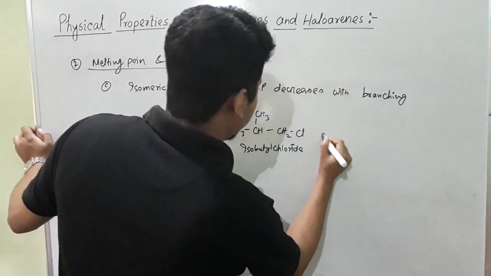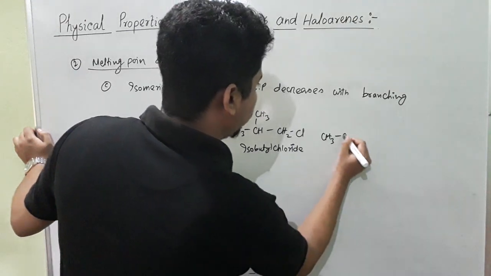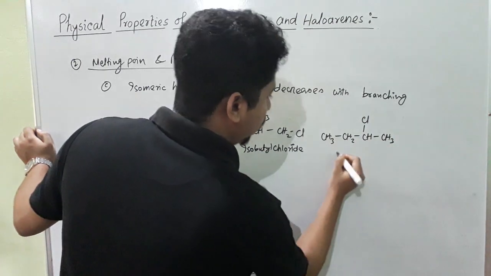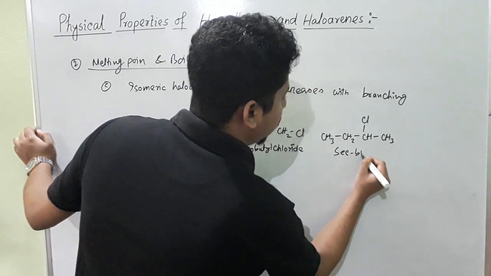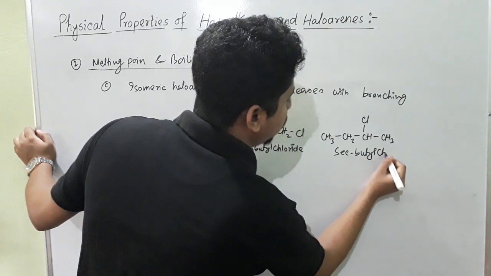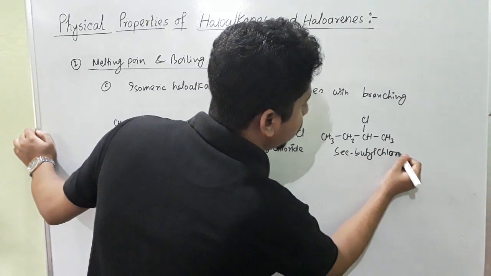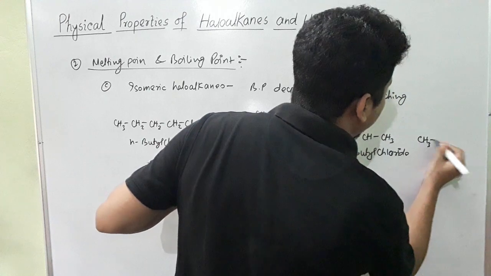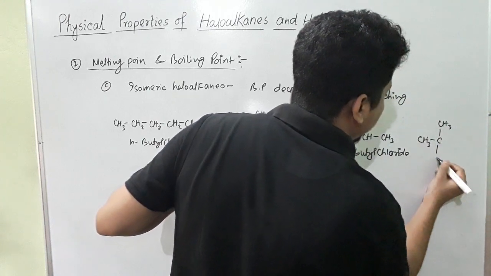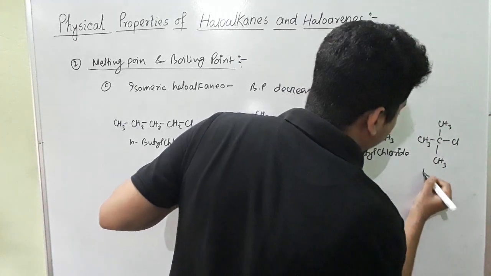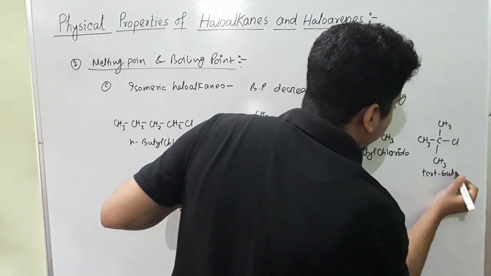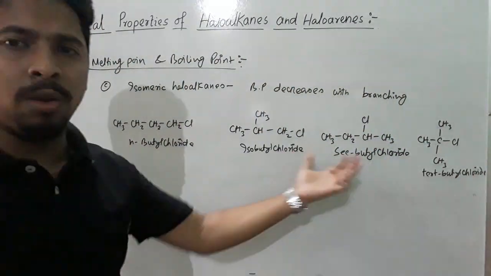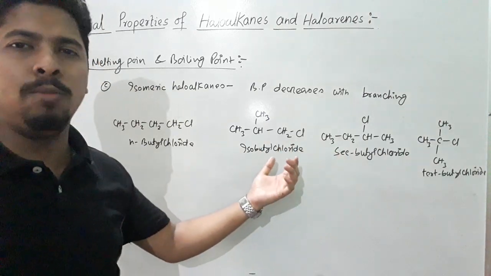And the next isomer is CH3-CH2-CH-Cl-CH3. So this is sec-butyl chloride, and the last one is tert-butyl chloride. For example, CH3-C-CH3-CH3-Cl. So this is tert-butyl chloride. Here you see all of these molecules have the same molecular mass, same molecular formula.